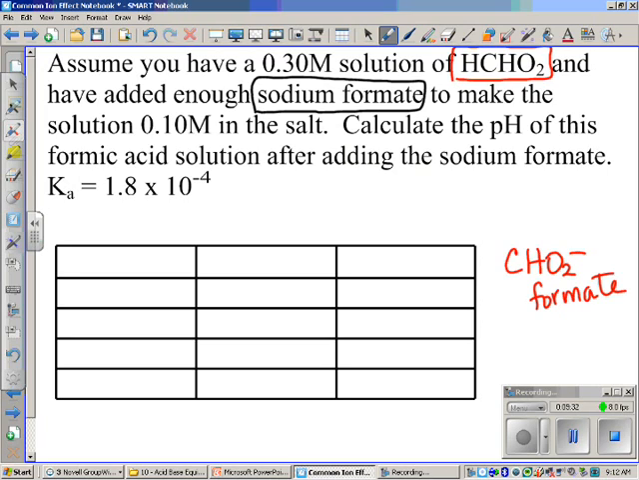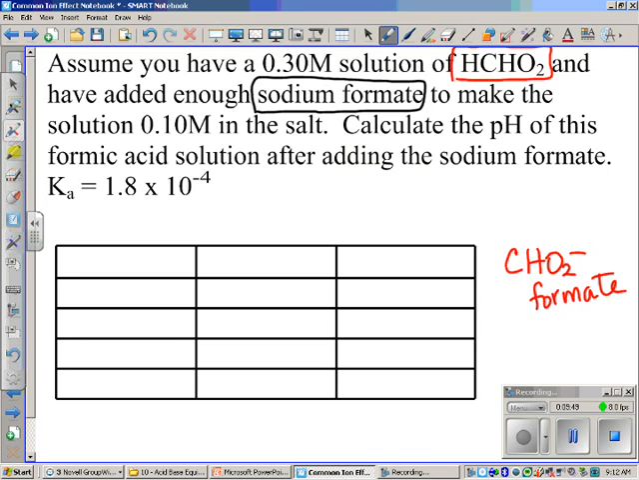So we have an acid, a weak acid. The basic salt has been added to the solution to make the salt 0.1 molar. Calculate the pH of this formic acid solution after adding the sodium formate. So here's our process. Start by getting your equation into your table.